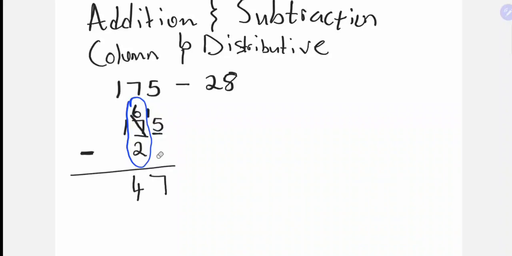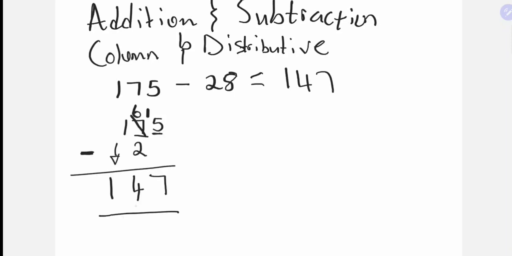6 minus 2 gives us 4. Awesome. Now, because we're done with all of that, we are now left with the last place, which is the hundreds place. Now, our 1 is not really minusing anything, so we're just going to bring it down. This is the same as 1 minus 0. It should give you 1. So the final answer in this case becomes 147.